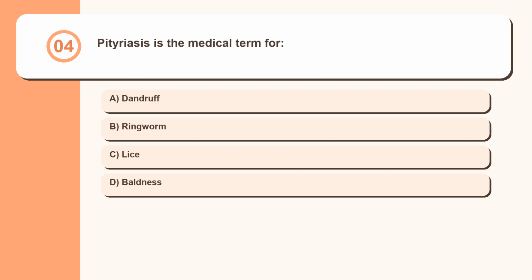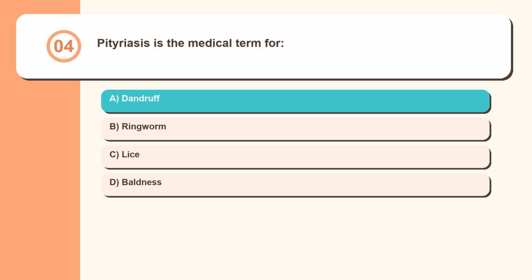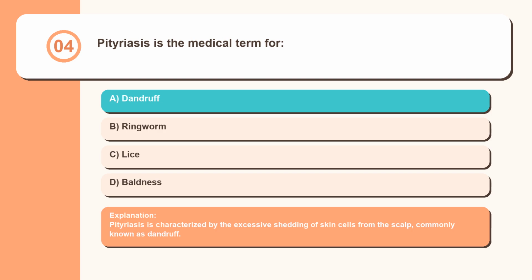Question 4. Pityriasis is the medical term for dandruff, ringworm, lice, baldness. Pityriasis is characterized by the excessive shedding of skin cells from the scalp, commonly known as dandruff.